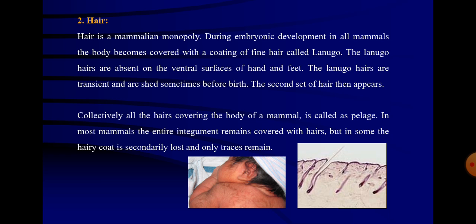During embryonic development in all mammals, the body becomes covered with a coating of a fine hair called lanugo. When the offspring is in the developing stage in the uterus, in the womb of the mother, the body is covered with hair, and that hair is known as lanugo. The lanugo hairs are absent on the ventral surface of hand and feet. The lanugo hairs are transient and are shed sometimes before birth. The second set of hair then appears.